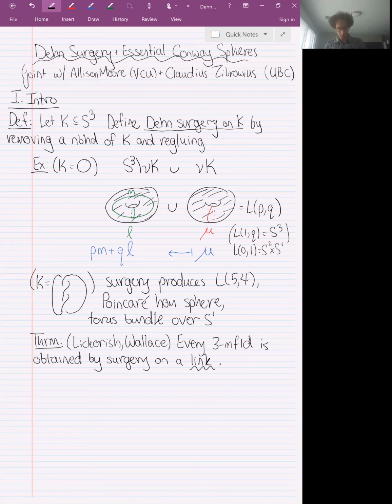So now there's some incentive to study this, and one of the questions we can ask is what we call the botany problem, which asks the following. We want to know which knots surger to a fixed three-manifold.